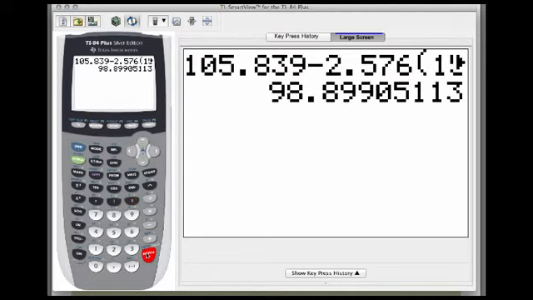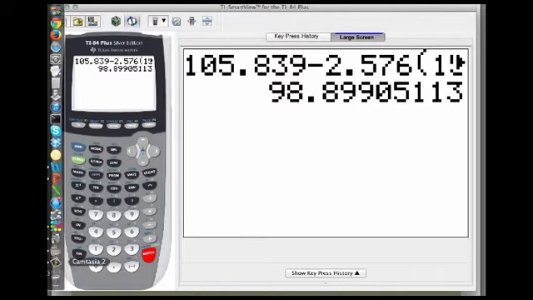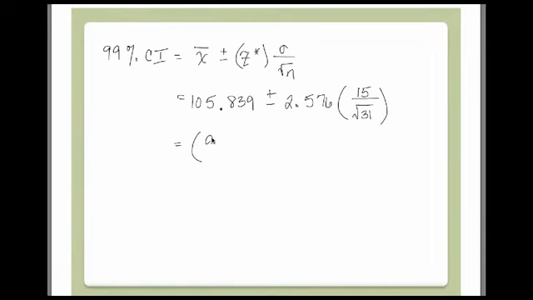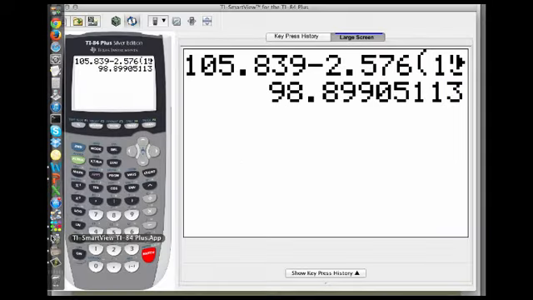All right, so 98.9, I guess you could just round it if you want. All right, so let me go back really quick. So 98.9. Okay, so that's my left endpoint.